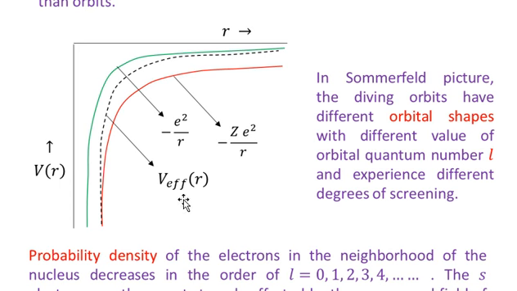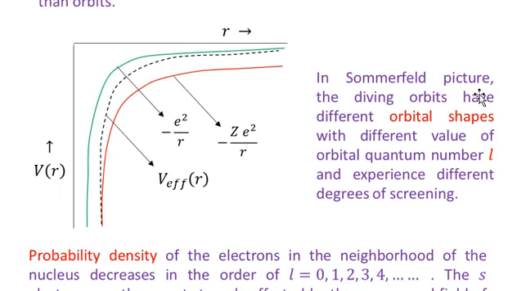And then V effective of R is the potential seen by the electron when it dives into the inner core of the electrons, that is, when the nuclear charge is not screened. Then the potential experienced by the valence electron will be V effective. So let me read this statement.